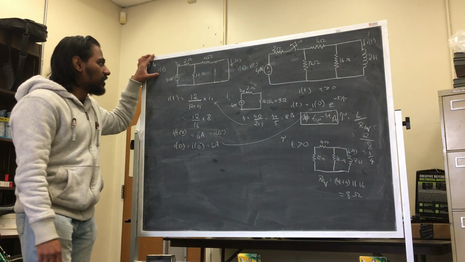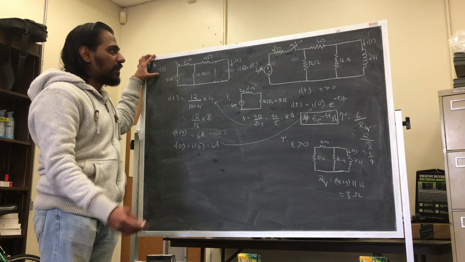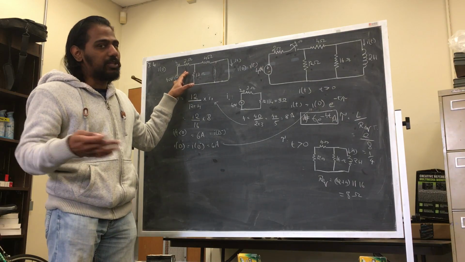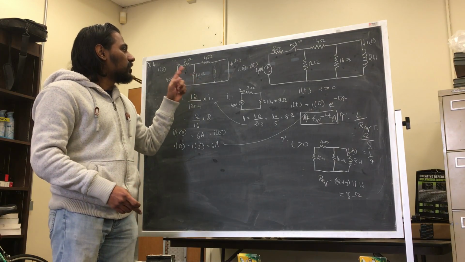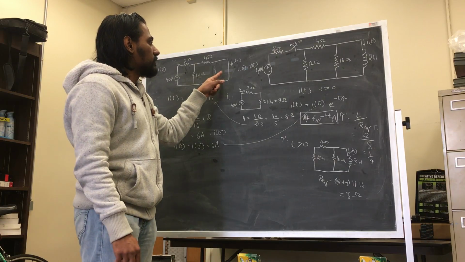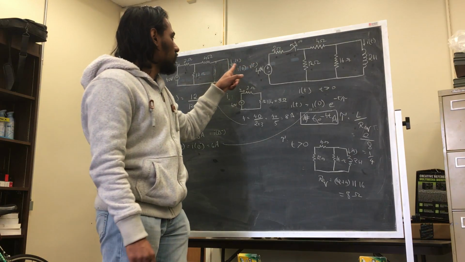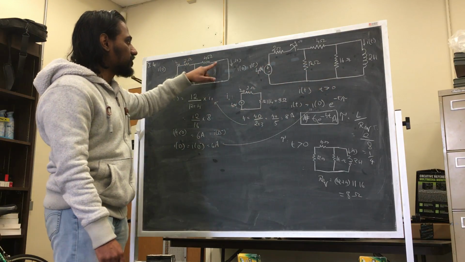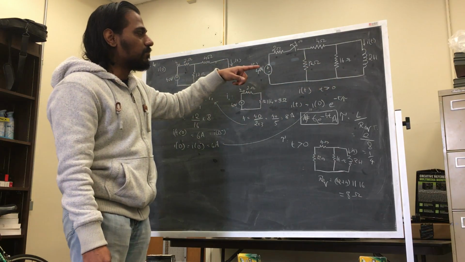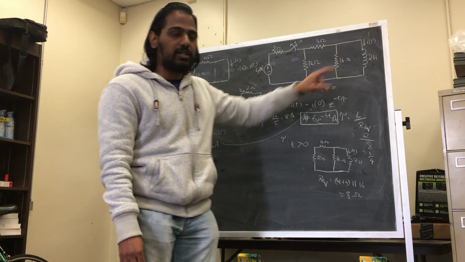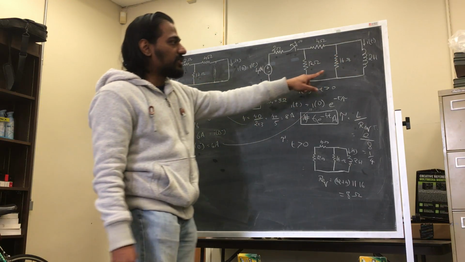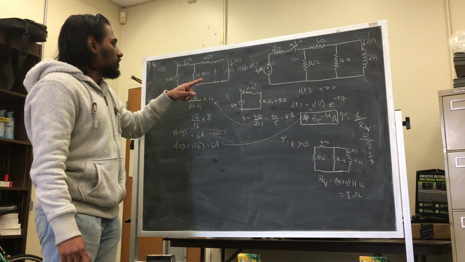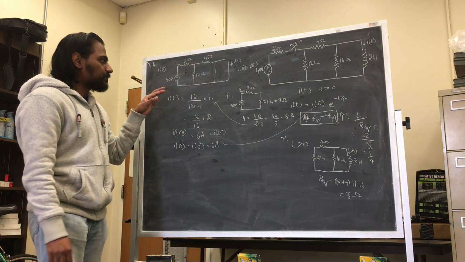First, to find the initial current, consider the circuit when t is less than 0. That would be the initial state of the circuit. In the initial state, the inductor acts as a closed loop, so there's a short circuit between the terminals of the inductor. That means the 16 ohm resistor is not in the circuit anymore. It doesn't matter. So this is the equivalent circuit you get.